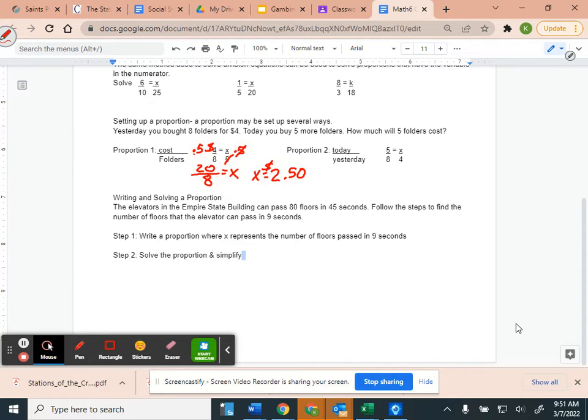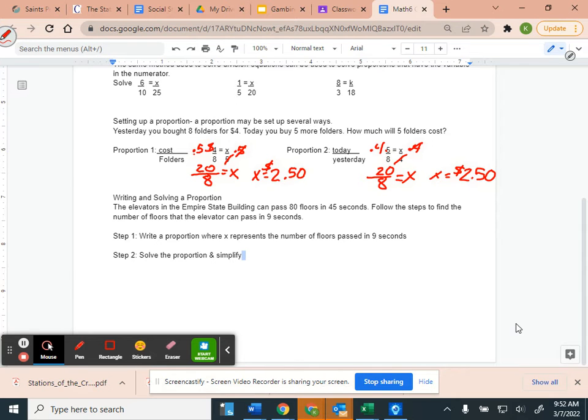I can set this proportion up in a different way and get the same answer. So I could say, well, today it's 5 folders equals I don't know how much money, over yesterday was 8 folders and it equals $4. So I'm going to do the same math and multiply by 4 because that's my denominator and I want them to cancel out. 4 times 5 is 20 divided by 8. Oh, same fraction. So I still get x equals $2.50.